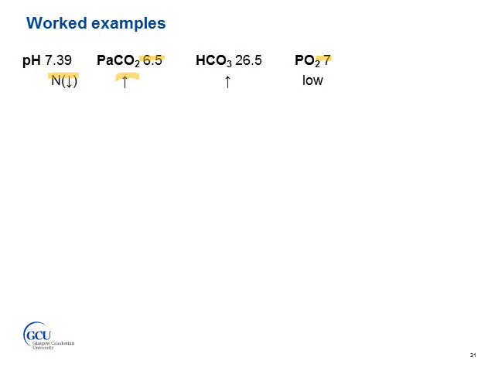We look at the PCO2 and we want to decide whether or not it is moving in the same direction or the opposite direction to the pH. In this case, it is moving upwards as it is 6.5. This means that it is a respiratory component as the arrow is moving in the opposite direction to the pH. This therefore shows that this patient has fully compensated respiratory acidosis.